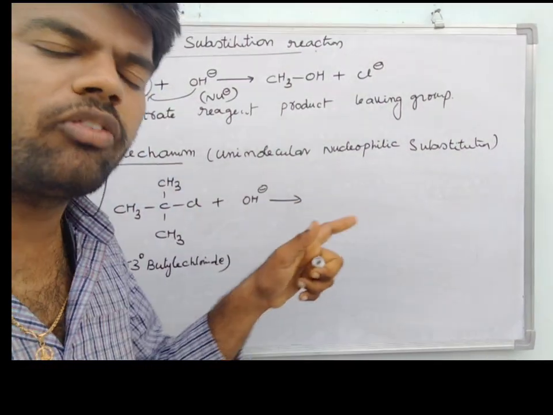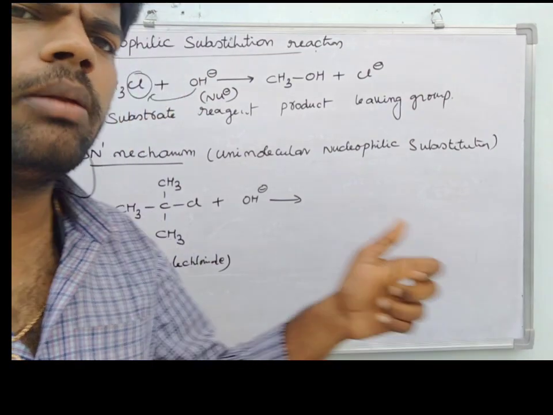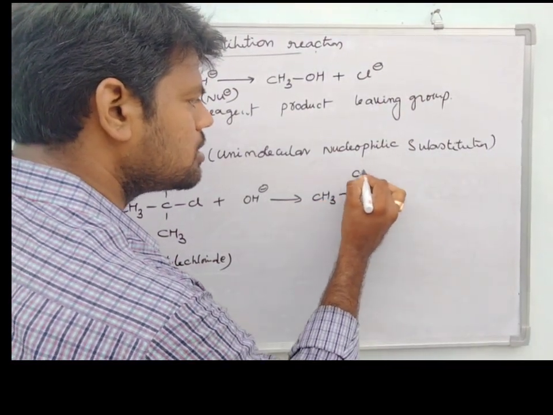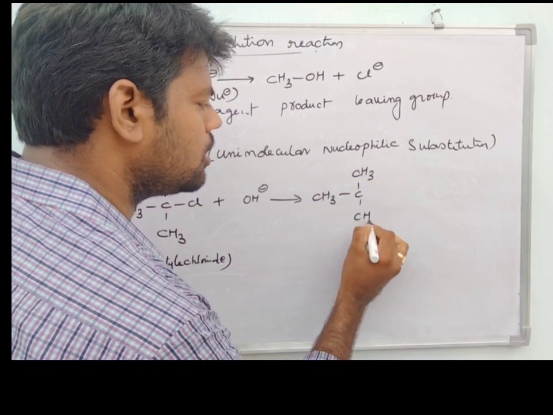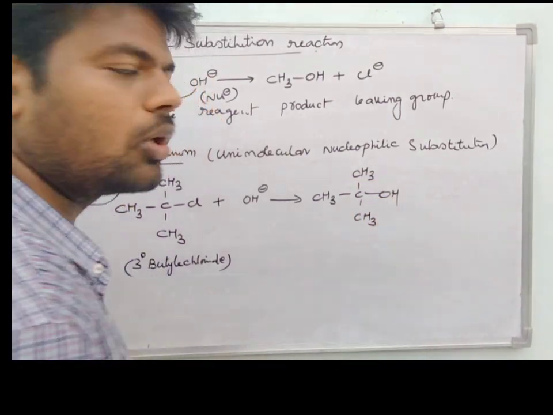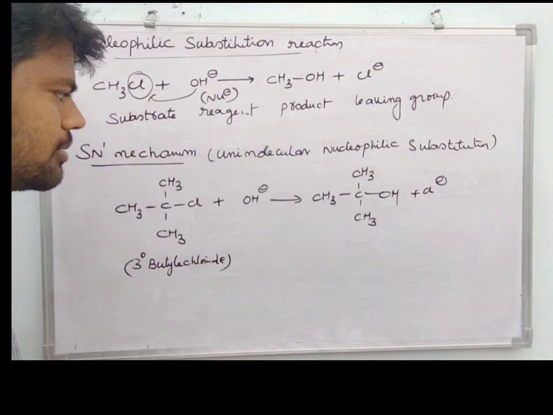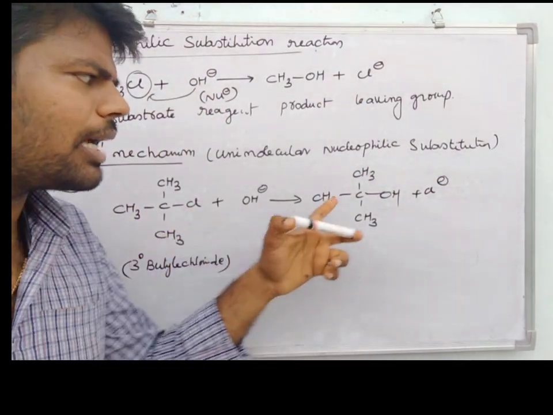We know what the upcoming product will be. The nucleophile replacement takes place. The product obtained is CH3, CH3, down one CH3 group, and one OH group will be obtained, as well as Cl minus.